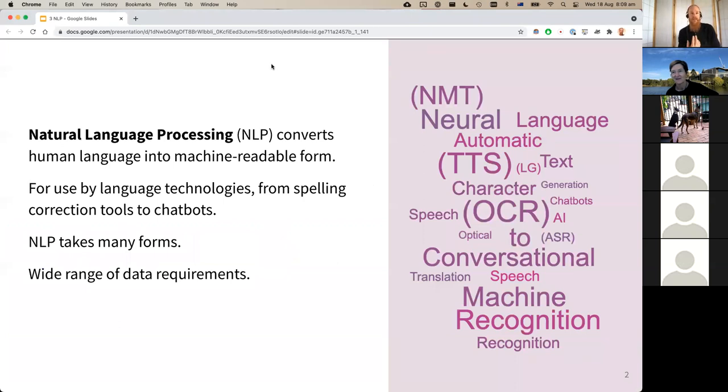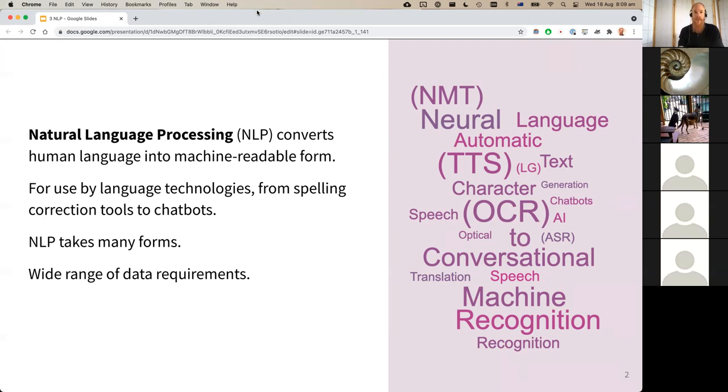Natural language processing. So what is it? We're going to cover a lot of different approaches to natural language processing. And by the end of the lecture, we'll hopefully understand what language processing is and even what natural language is. We'll see some applications of natural language processing in various language technologies, and we'll hopefully have some understanding of some data requirements.